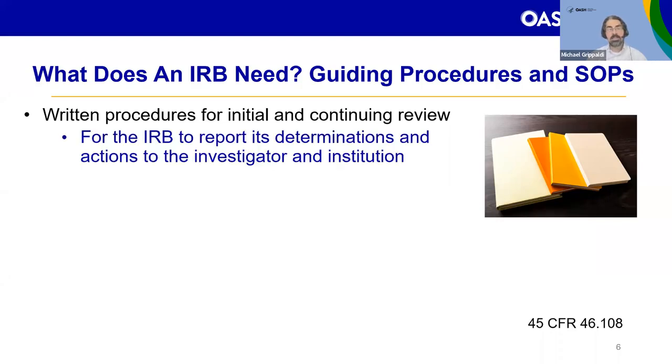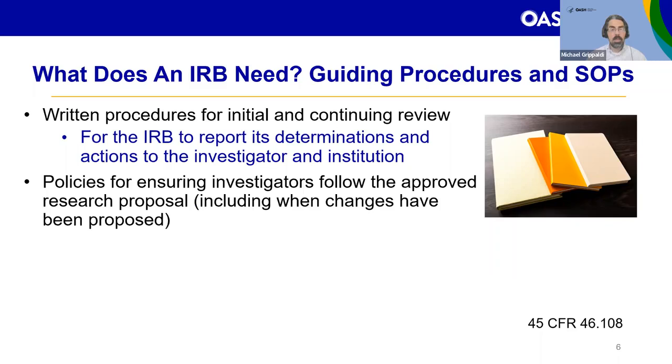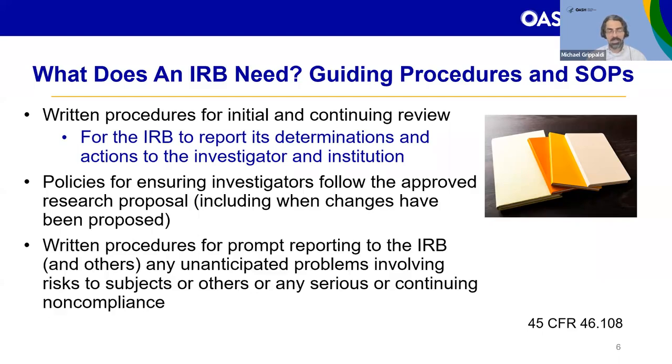The IRB needs to notify the investigator and the institution of its determinations, say whether the research was approved or might require changes before it can be approved. This is normally submitted through a letter that's electronic, right? You can email, or through your IRB system you get a notification, but that's up to each IRB to decide how that's done.